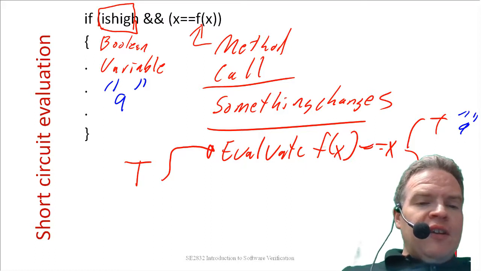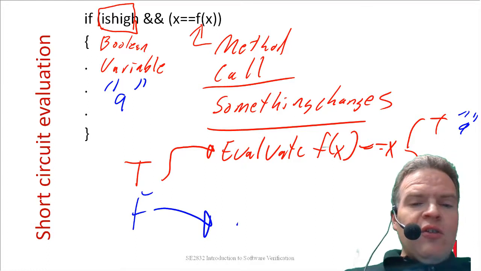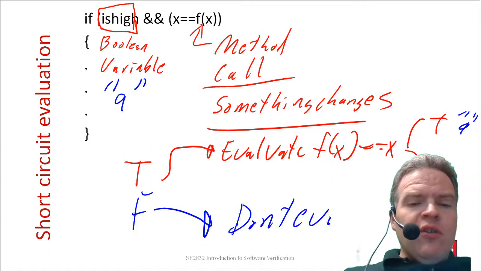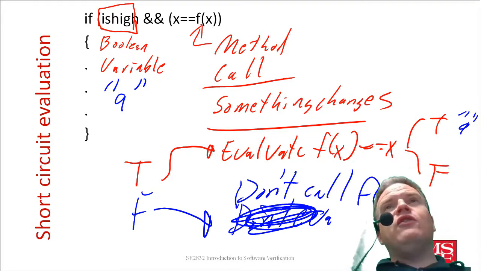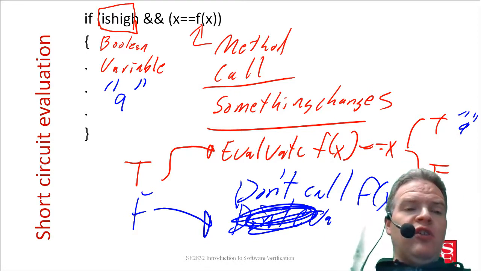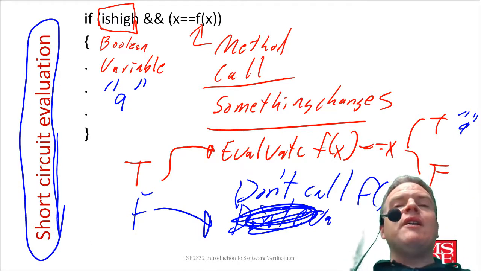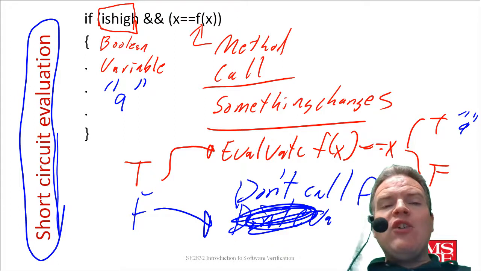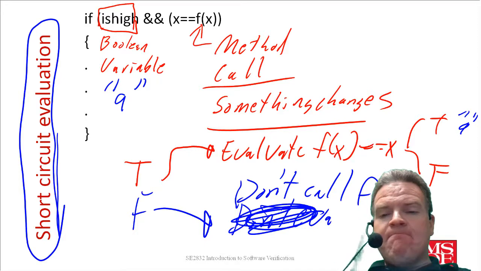But if is high is false, we're not even going to call it, because there's no reason to do so. We've already determined that this is going to become false. So short-circuit evaluation, put into a concept, says that we stop evaluating a logical predicate when we know the outcome of that predicate.